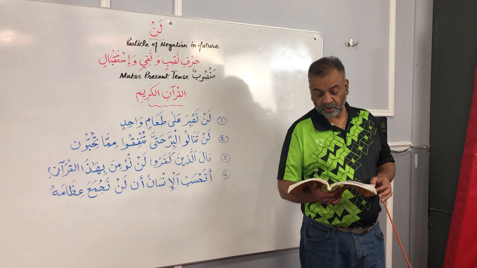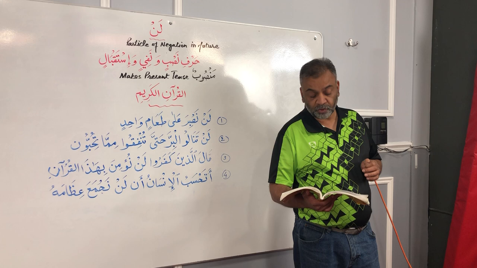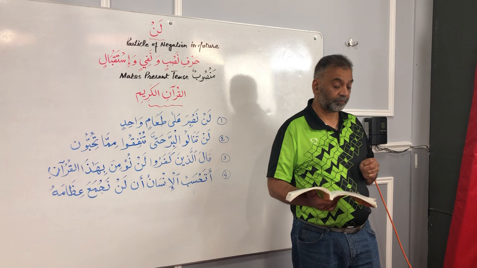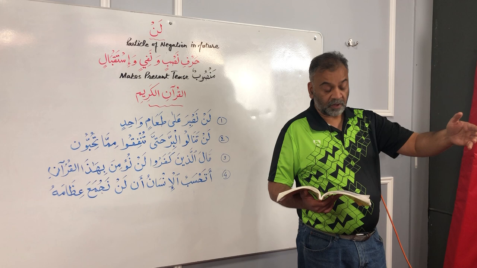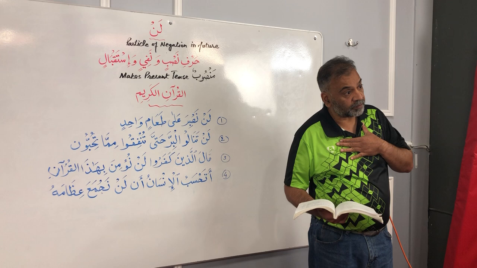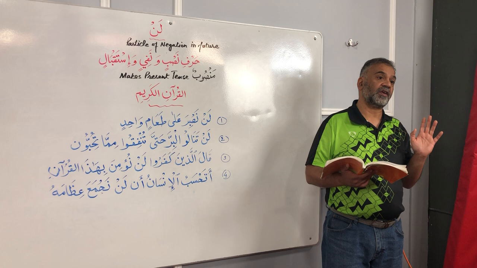Number two: atazhabuna ilal mal'abi hazal masaya ikhwan, are you going to the playground this evening, O brothers? First I said no, lan. Now he's talking to brothers who are in front of them, so they're saying, no, we are not going. Lan nazhaba. We are not going ilal mal'abi hazal masa, to the playground this evening.